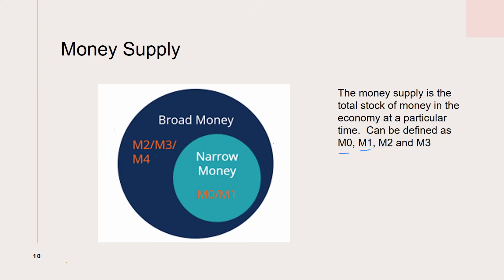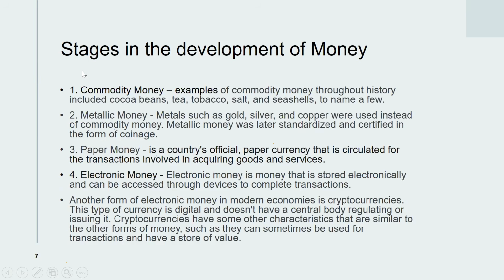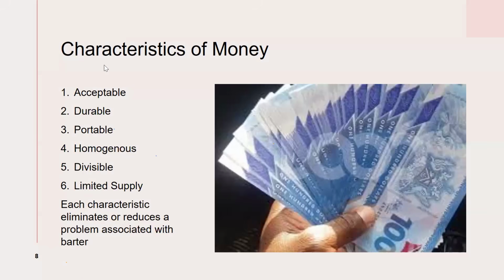So the use of money. We went through the limitations of barter, which were the lack of double coincidence of wants, transportation, the difficulty of measuring the value of goods, the difficulty of storing wealth, and the lack of divisibility of some goods. So that's why they created money, because money was able to eliminate these problems or at least reduce them because of the characteristics of money.